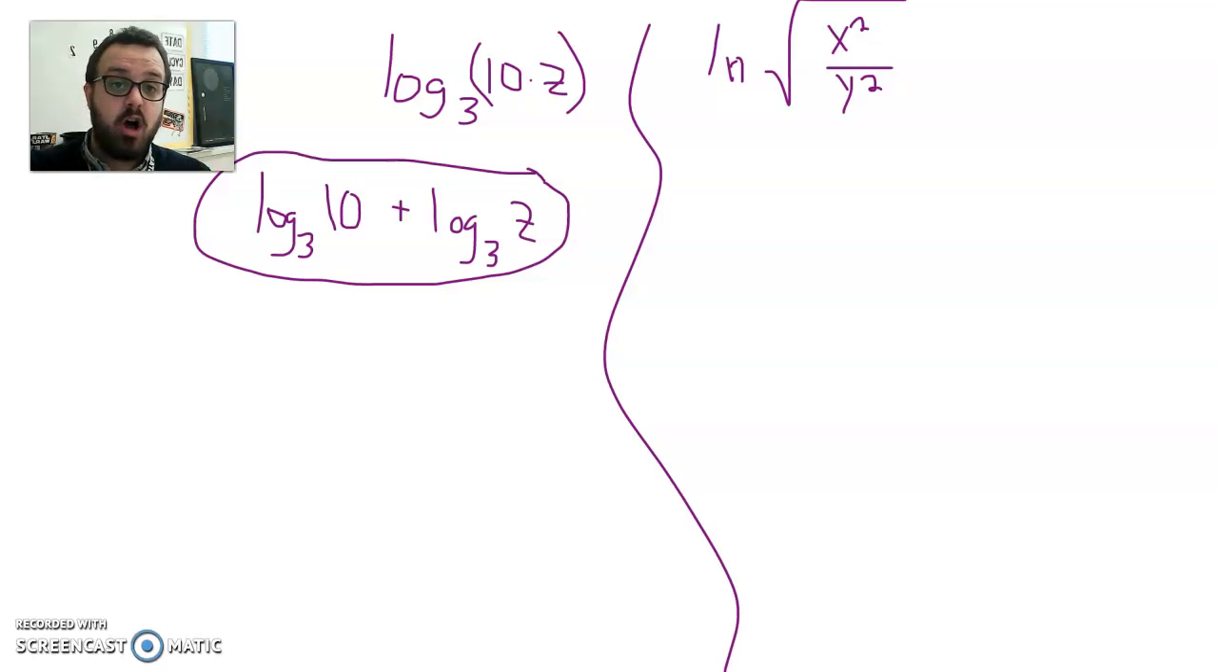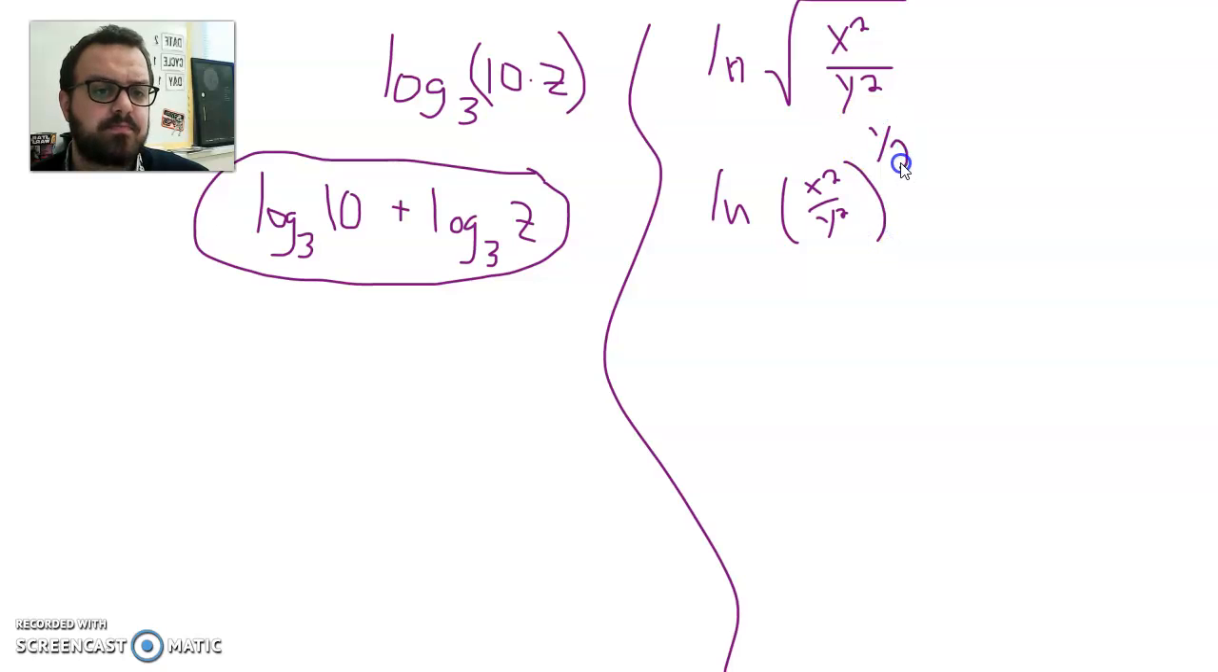Here, we have the natural log of the square root of x squared divided by y squared. The first thing I'm going to do is I see the square root. I know that the square root is really the same thing as rewriting this to the 1/2 power. Remember, roots are fractional exponents. So really my problem looks like this. And knowing this, one of the properties was that if we have an exponent, we can move it down in front of our logarithm. So I can rewrite this as 1/2 times the natural log of x squared divided by y squared.